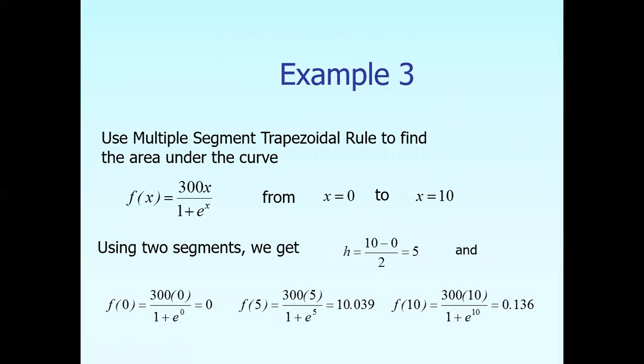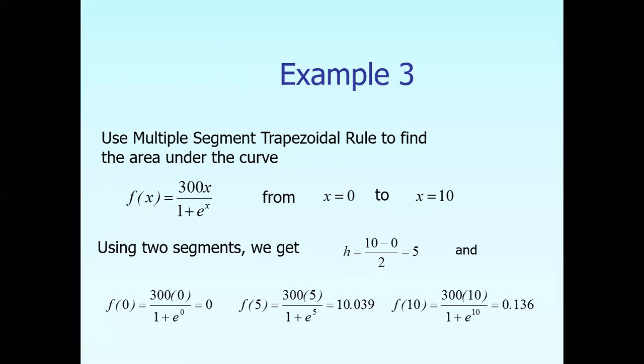Now the third example is to use the multiple segment trapezoidal rule to find the area under the curve. The function is 300x upon 1 plus e raised to x, from x is equal to 0 to x is equal to 10. Suppose h is equal to 5, that is 10 minus 0 upon 2. Suppose n is equal to 2.